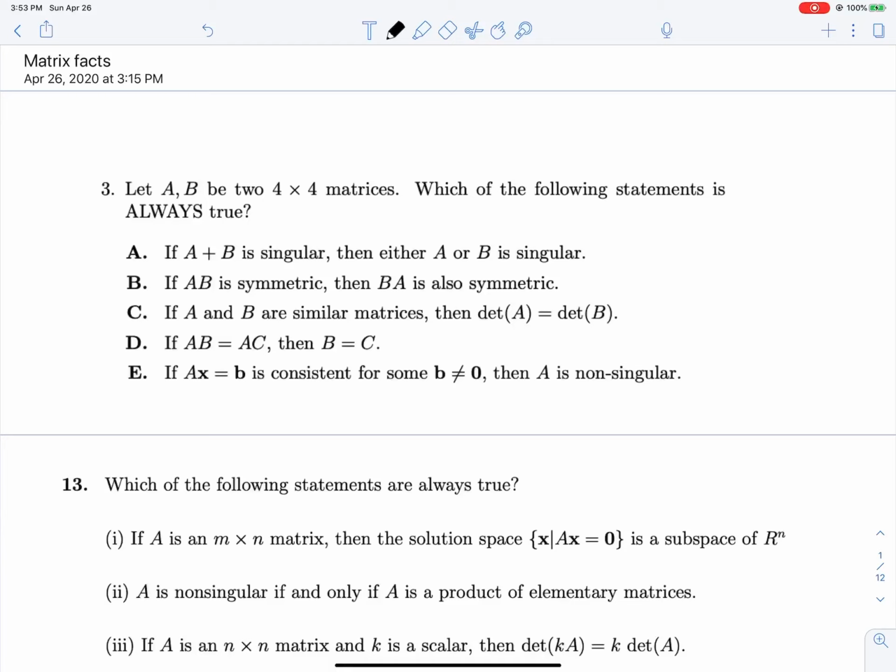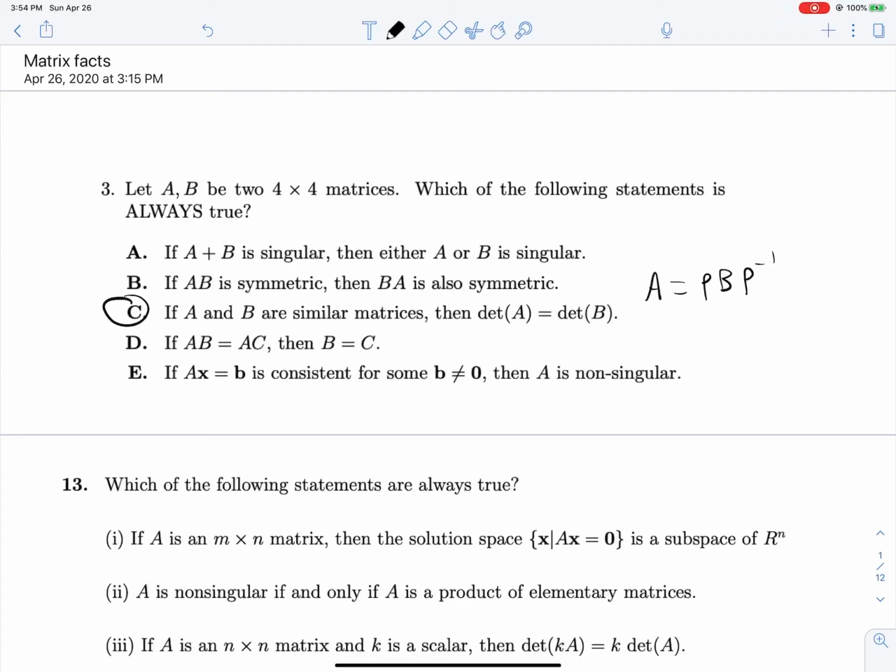What about C? If A and B are similar matrices, then the determinant of A is the determinant of B. Well, this is one that we can prove, thank God, because we know that for similar matrices A and B, there's some invertible matrix P such that A is equal to P B P inverse. And we've had some questions before where they've given us this expression and B, and they've asked us to find the determinant of A. And what you find is that the determinant of A is exactly equal to the determinant of B. So this is actually true.